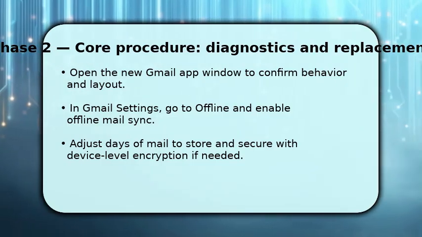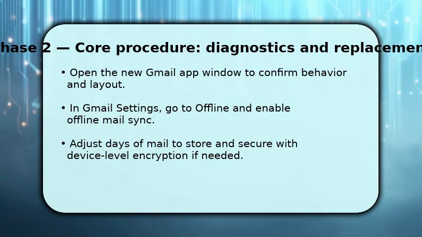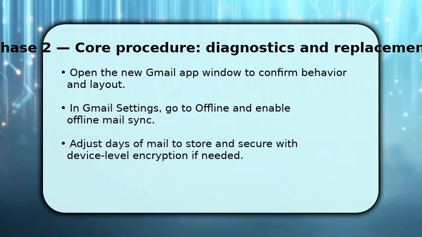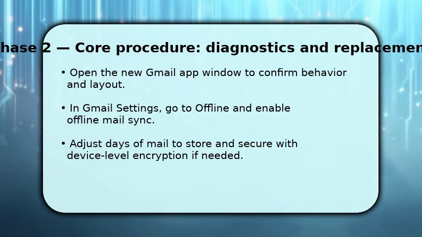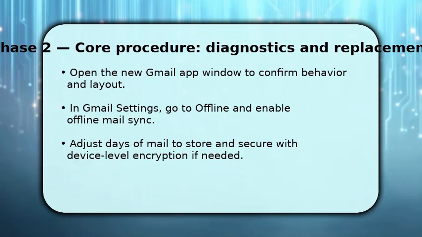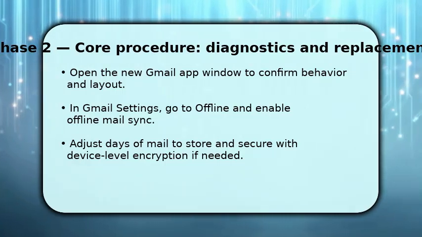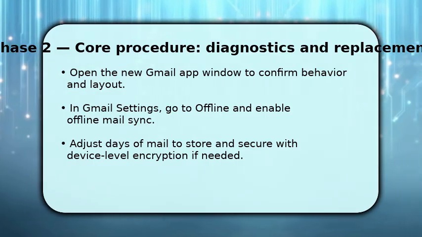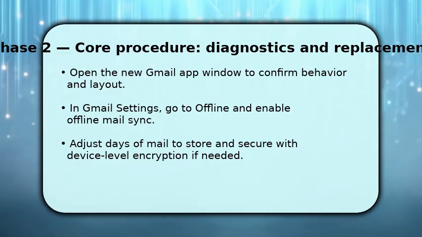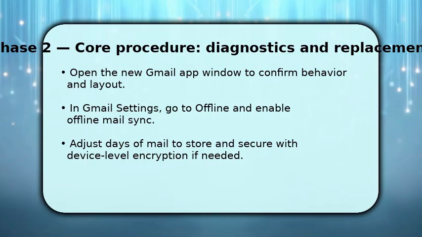Choose how many days of mail to keep, balancing space versus access, and make sure you allow data to be stored on this device. This is why using the app is helpful. Offline sync keeps messages ready when you lose connectivity. Make sure your device has enough disk space and that you trust the machine, since mail will be cached locally.